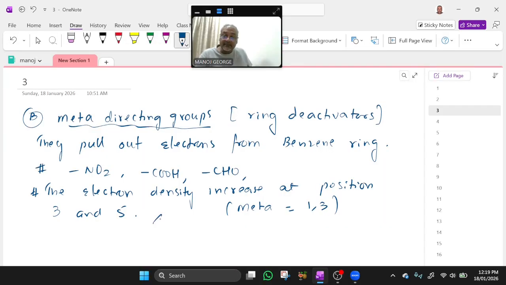So if this is the benzene ring and you have a ring deactivator here, it's going to pull the electrons out the other way. At position 3 and position 5, this is position 3 and this is position 5, correct? And this is position 2, this is position 4, and that's 6. So at position 3 and position 5, electron density increases.